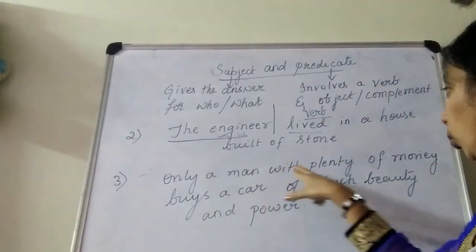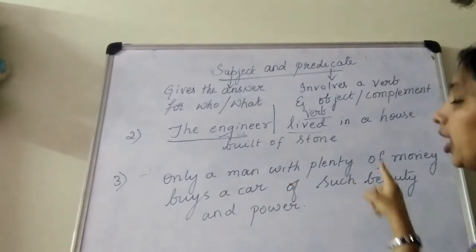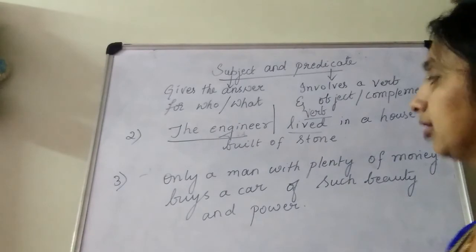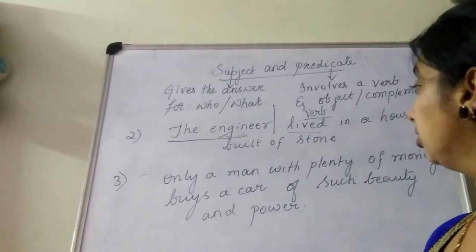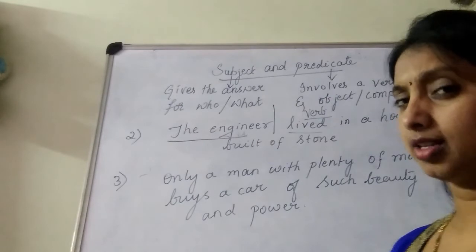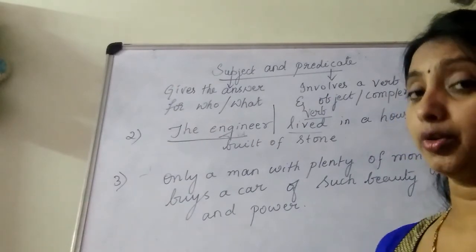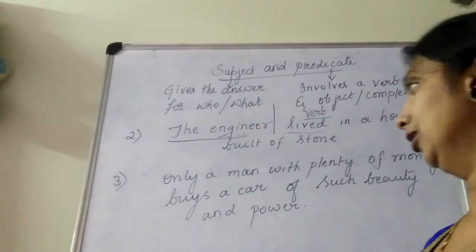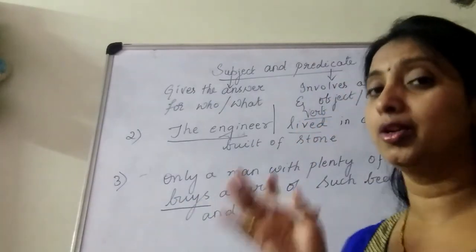Only a man with plenty of money buys a car of such beauty and power. Is it confusing? Only a man with plenty of money buys a car of such beauty and power. Is it confusing? Do one thing. In this sentence, find out a verb first. Which is the verb here? Buys. Buys is a verb.